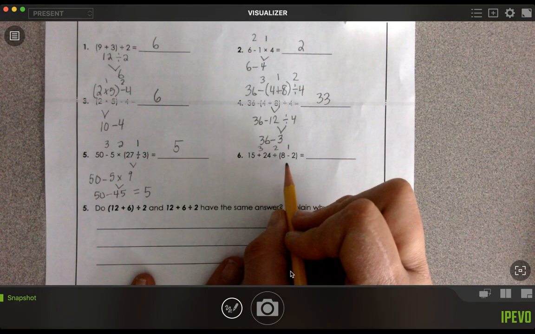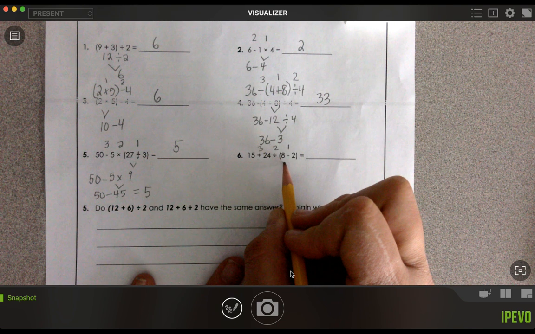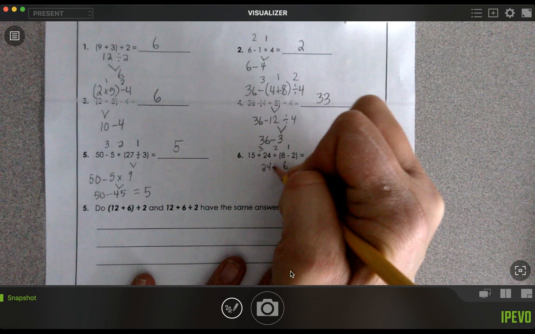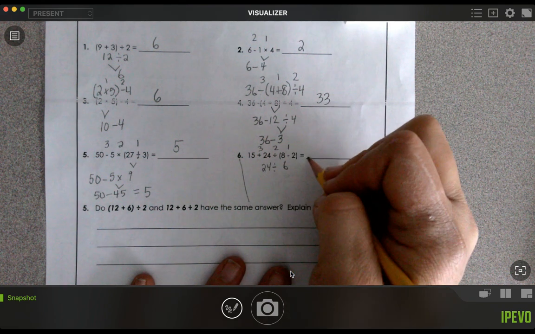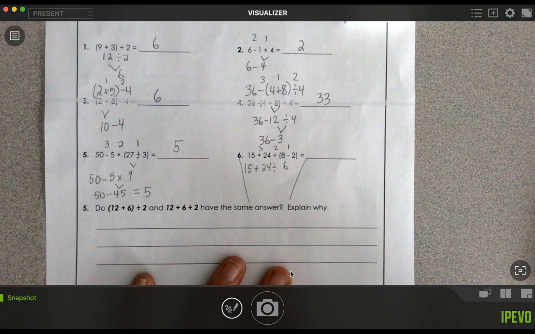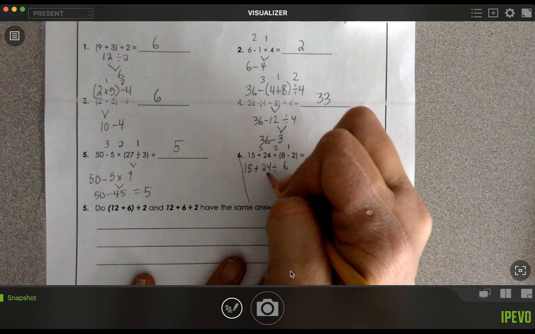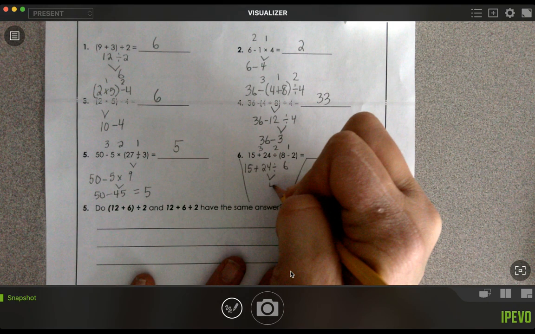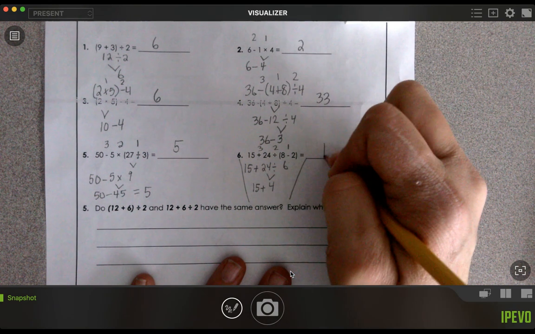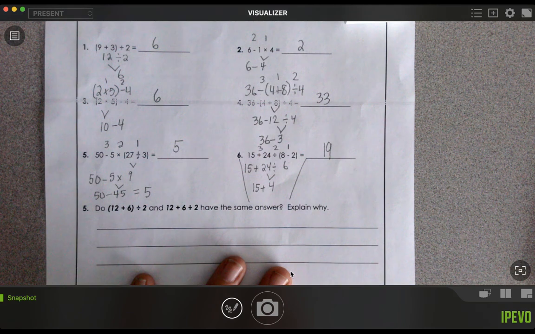And then I'm going to start solving. 8 minus 2 is 6. I'm going to bring down the rest, make my triangles. All right, keep it in the funnel. I'm going to divide before I add. That's 4. 15 plus 4 is 19. That would be my final answer.